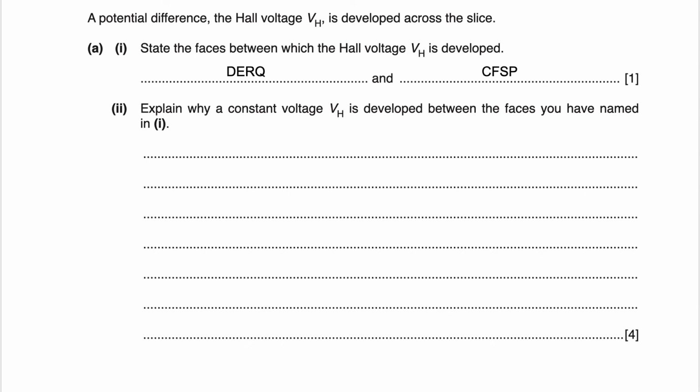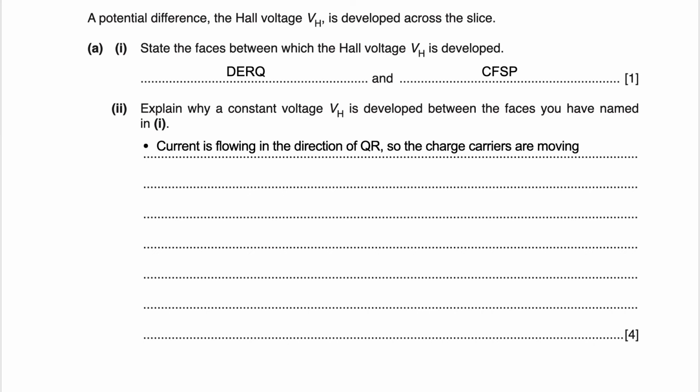So in these two phases only the Hall voltage will be developed. Next question. Explain why constant voltage VH is developed between the phases you have named in one. Why? Okay, then we have to explain the story again. Current is flowing in the direction of QR, so charge carriers are moving in that direction. They are moving perpendicular to the magnetic field.